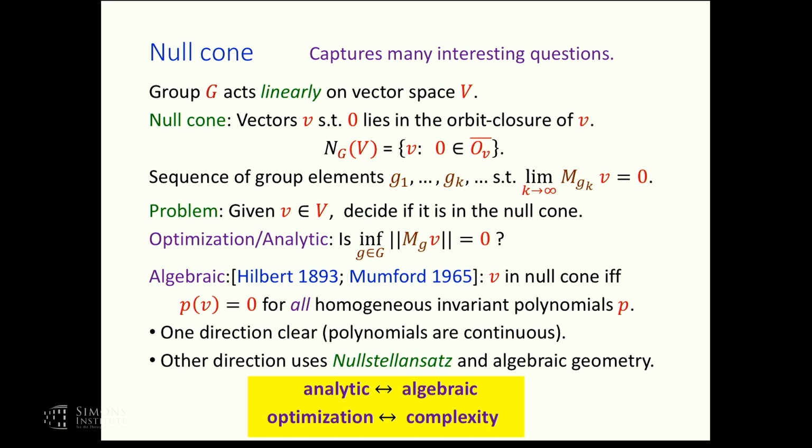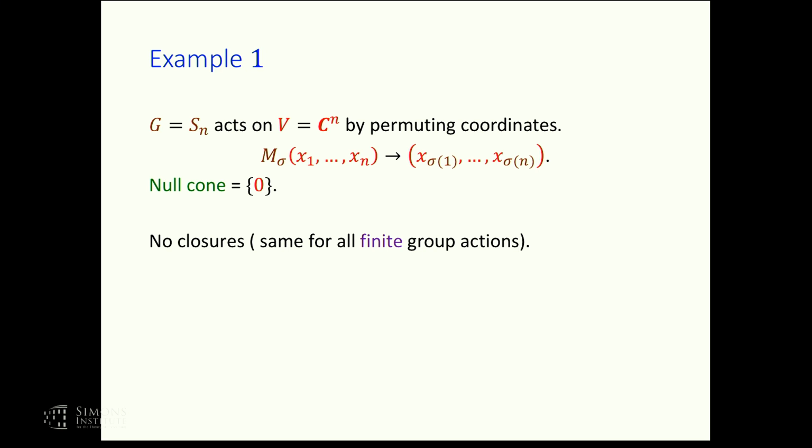So that's a really important message, that there is this connection, and this connection invariant theorists knew about, and they use it, and we also use it. So here are some examples. In fact, there are many examples, I think. I just want to show you the null cone in some situations.